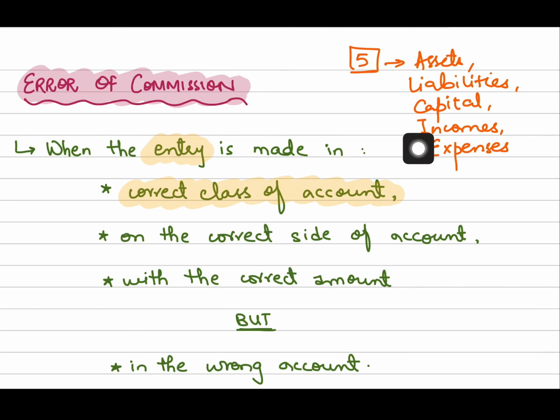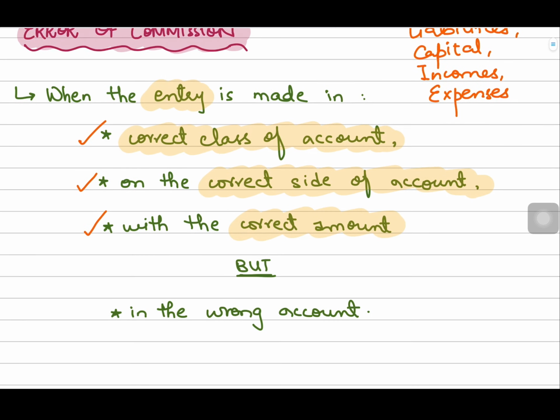For instance, if you are paying rent by check, this will affect your expenses. Rent is an expense and it will affect your assets as well, that is bank. So in error of commission, the transaction is recorded in the correct class of account, and it is also recorded on the correct side of account. That is, if you wanted to debit an account, you have debited an account, and with the correct amount as well. So the side of account, the amount of the transaction and the class of account, they all are correct. But what is wrong?